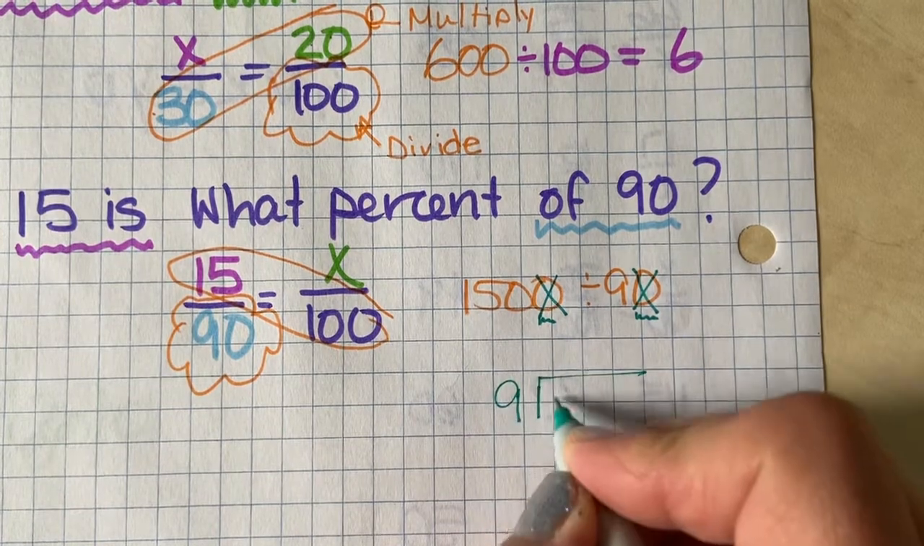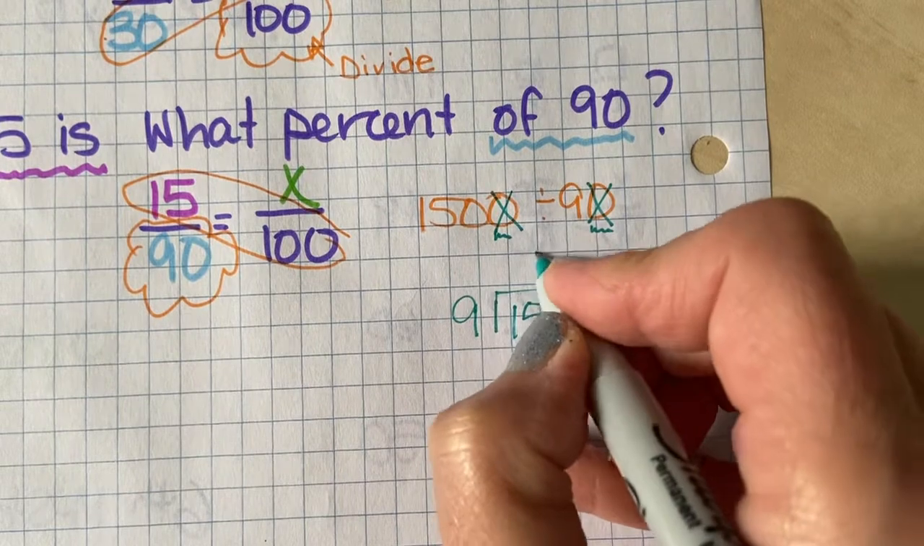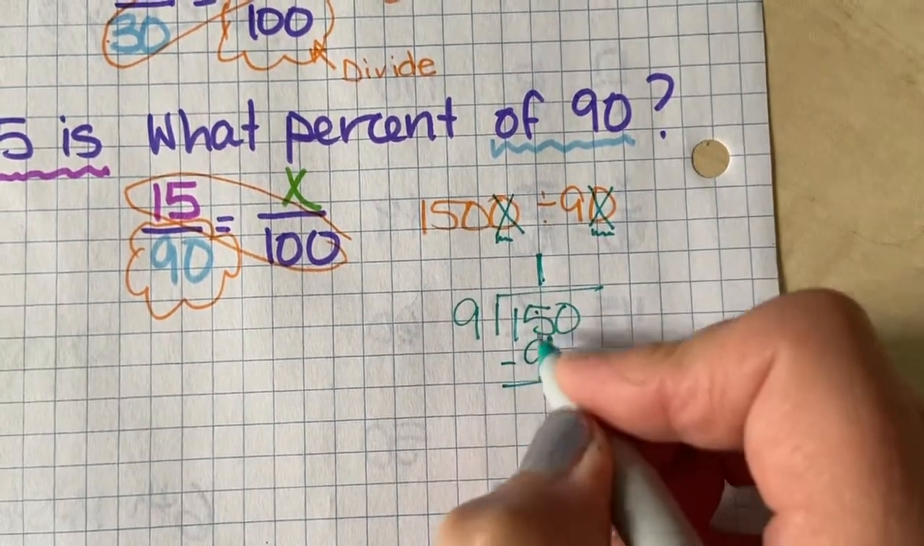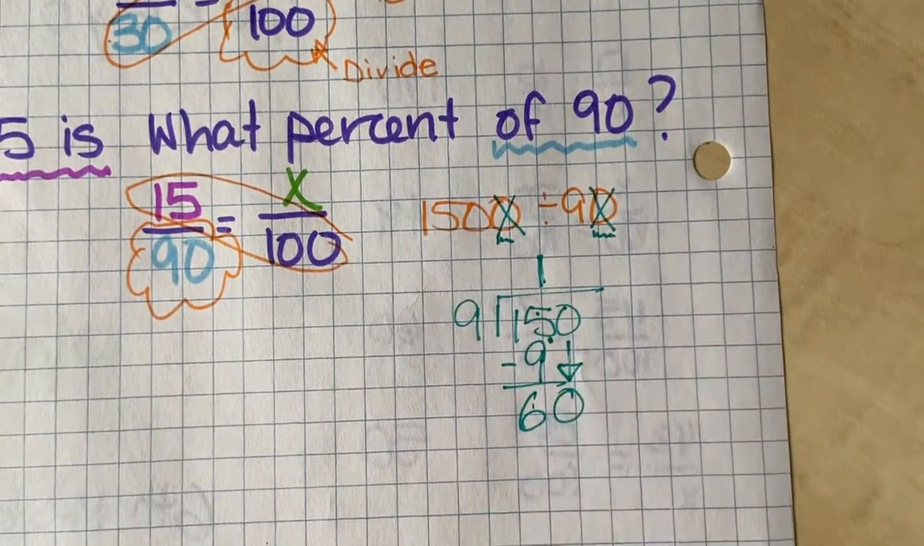So I'd say 9 goes into 150. 9 goes into 15 once, because 2 times 9 is 18. I'm going to subtract that amount. 15 take away 9 is 6. I'm going to bring down a 0.